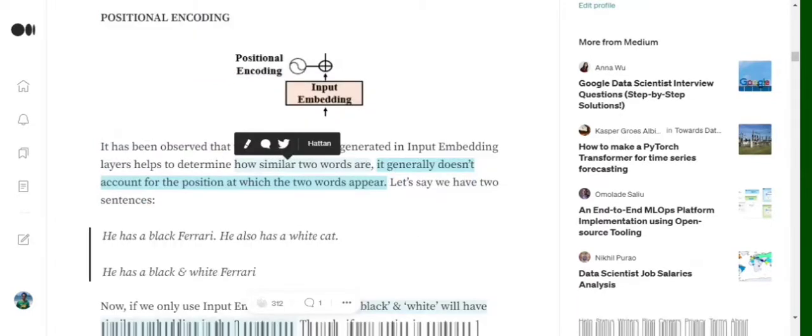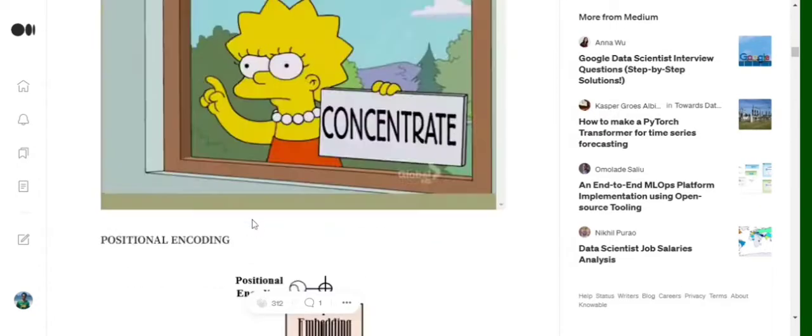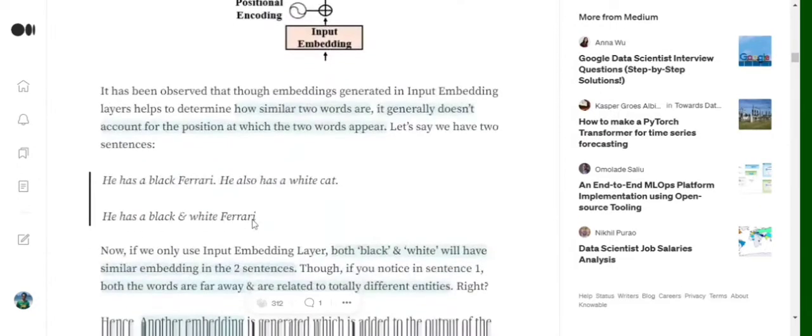As you remember in the diagram, after the input embedding layer we have a positional encoding layer that gets added to the input embedding. You can remember this in the encoder part, where we add positional encoding to the embedding. So let's understand what this is and what its requirement is. Let's understand the intuition behind positional encoding. Assume that we have the sentences "He has a black Ferrari. He also has a white cat." The second sentence being "He has a black and white Ferrari."